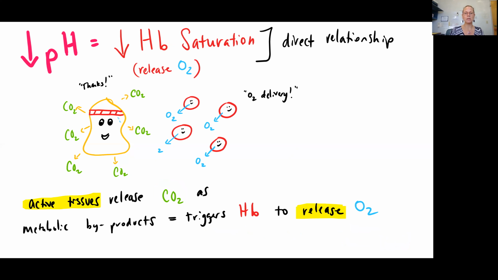When this happens, the hemoglobin is going to release the oxygen. So this increase in metabolism, this release of carbon dioxide gas, making the solution more acidic or lowering the pH, is going to be a trigger for red blood cells, hemoglobin, to release oxygen. Now this is described as the Bohr effect, this effect that pH has on hemoglobin's release of oxygen.